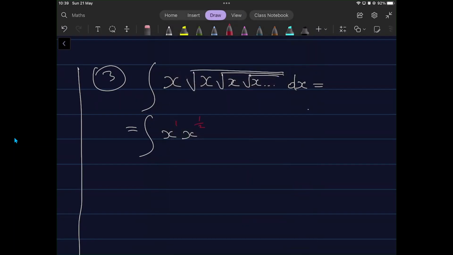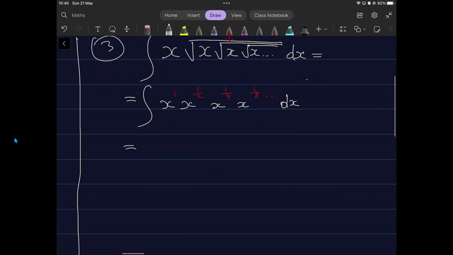And if you have two square roots within each other, it's like putting something to the half power twice, which is the same as putting something to the quarter power. So x to the power of 1 over 4 times x to the power of 1 over 8. I should keep consistency with the colours, shouldn't I? Dot dot dot dx. And this integral can simply be rewritten as the integral of x to the power of 1 plus a half plus 1/8 dot dot dot. The reason is because of the power rules. If you have two terms with the same base, you can just add the exponents. And that's what we have.